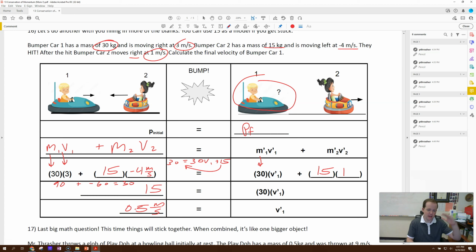Again, maybe I could have structured this a little differently, but that's how you do the math. Again, I add up the momentums before and after, and I set them equal to each other. All right?